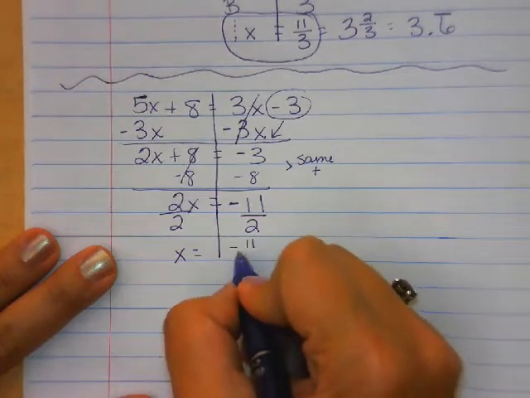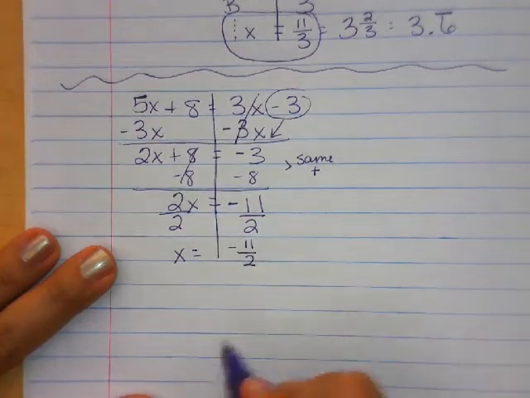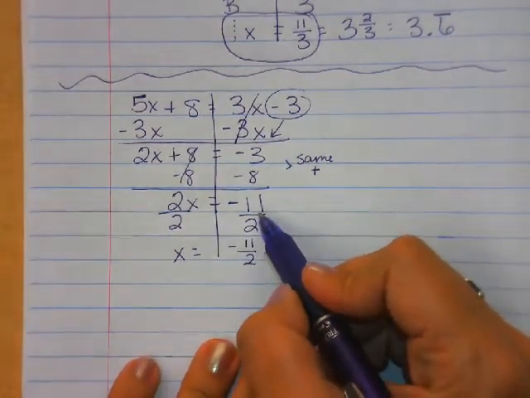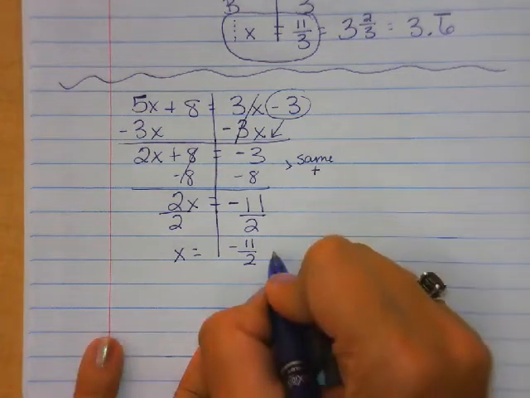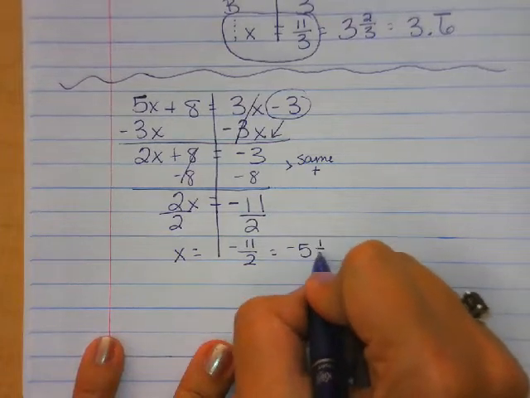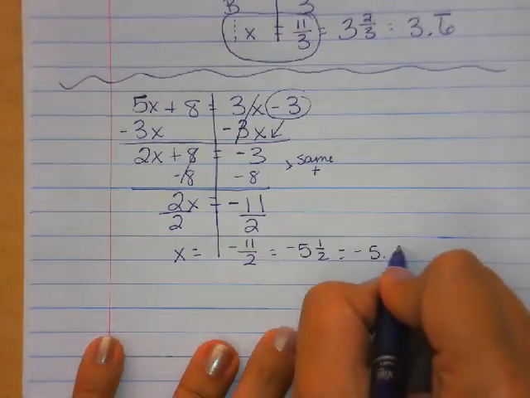X is equal, I will take negative 11 over 2. Keep in mind, you can write your negative in the top, you can write it in the middle, you can write it in the bottom. They're all the same. I would also take negative 5 1/2. I would also take negative 5.5.